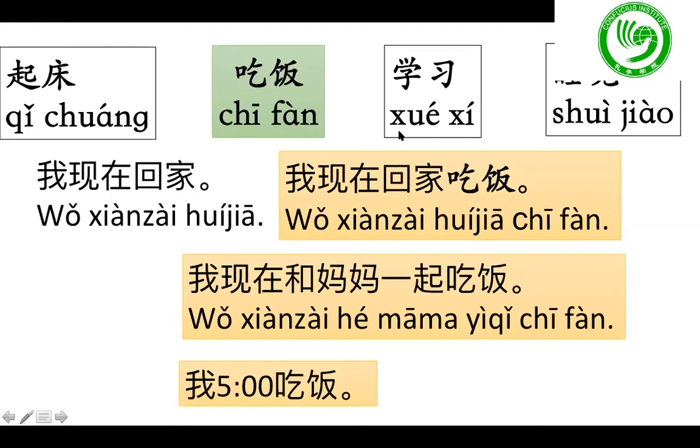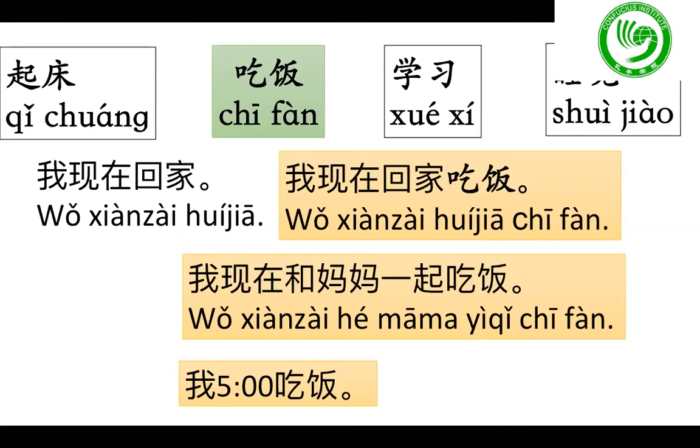The third one, we have learned this before, right? This is 学习 means study or learn. The last one, go to bed. 睡觉. Sleep, sleep. 睡觉. All of these four words are verbs. Okay? Now, for example, let us see how to use these words. So we have learned 我现在回家, right? Do you want to try to read this sentence one more time? What does it mean? Oh, yes, means I go home right now.